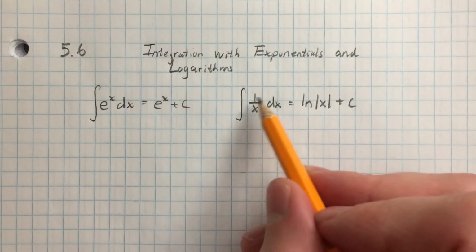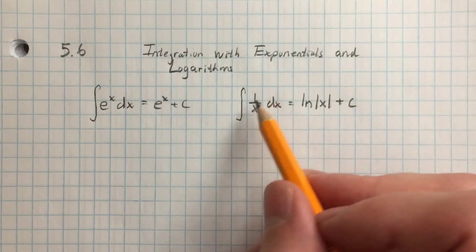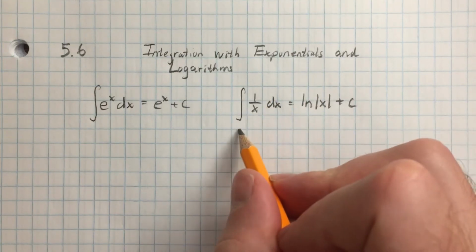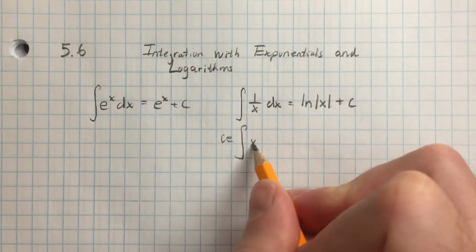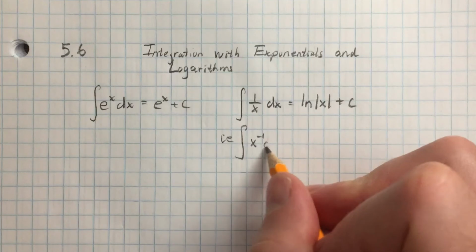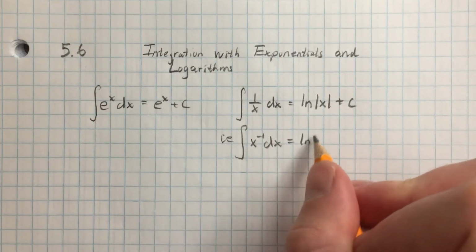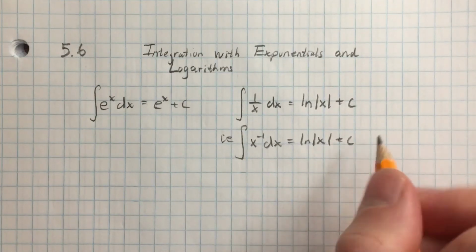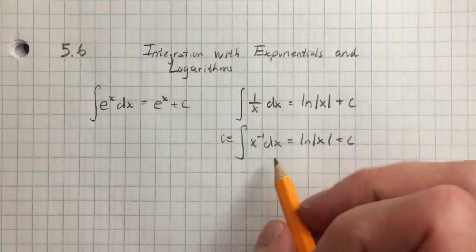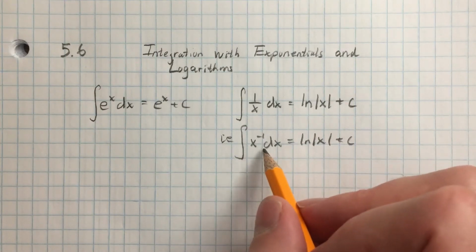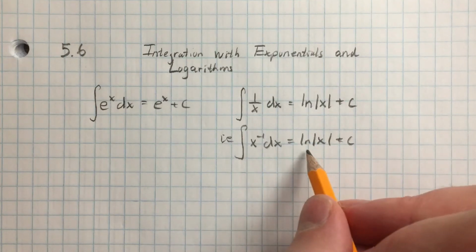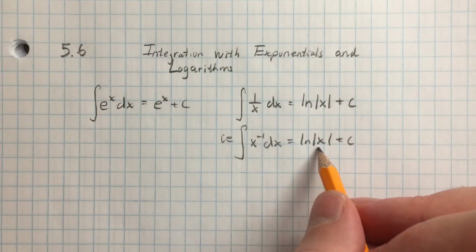So this is the only power function, right? It's x to the negative first, really. This is the only power function that does not obey the reverse power rule, but is specifically evaluated with ln x as its antiderivative. Okay?